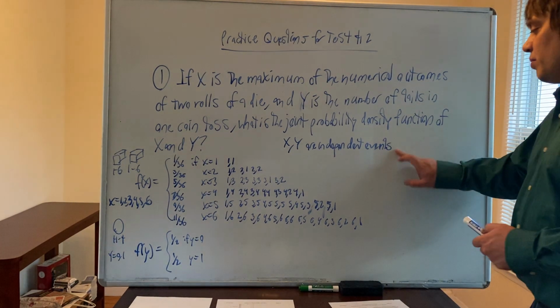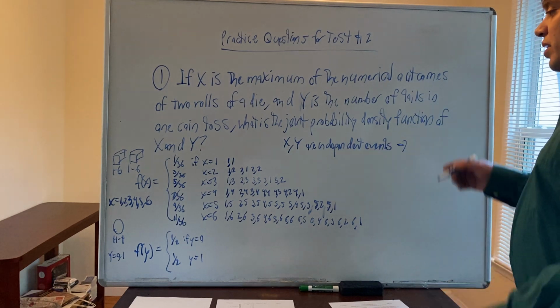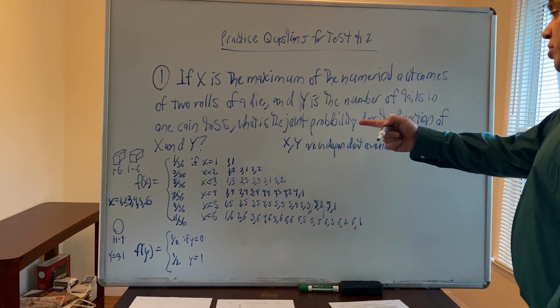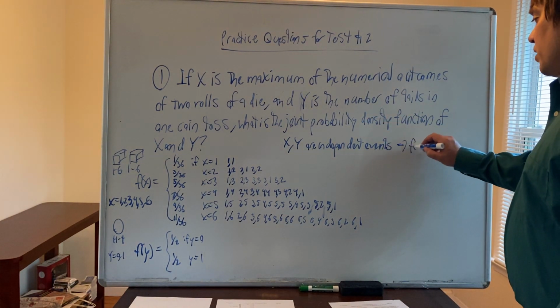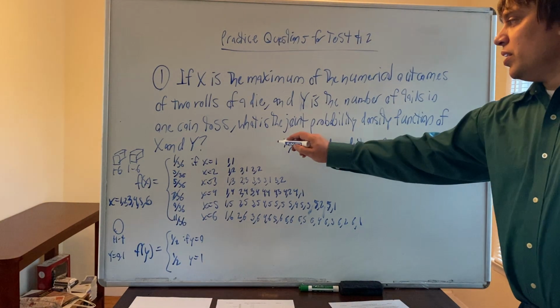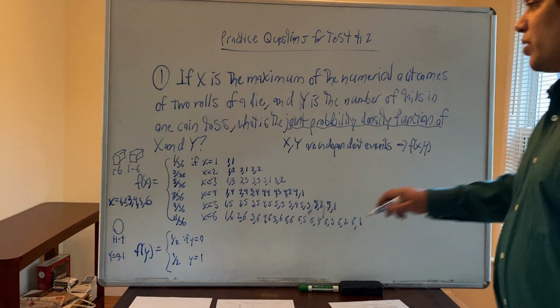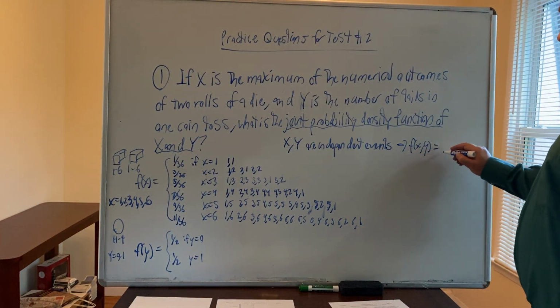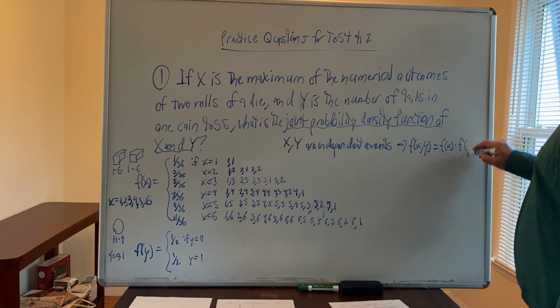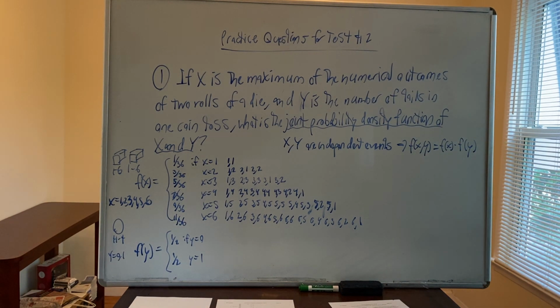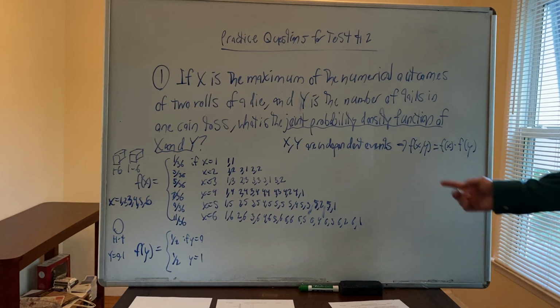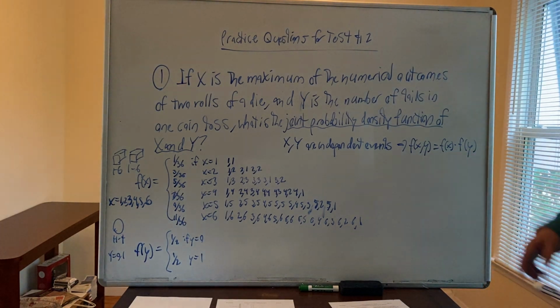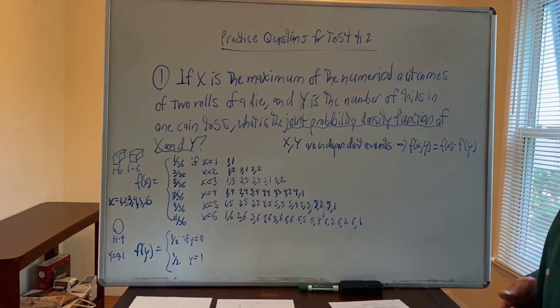And so what that means is that the joint probability density function of x and y, little f of x comma y, is equal to f of x times f of y, because x and y are independent events. So the goal is to find little f of x comma y. We know it's equal to f of x times f of y because x and y are independent events. Here's f of x, here's f of y, and so let's just multiply them.